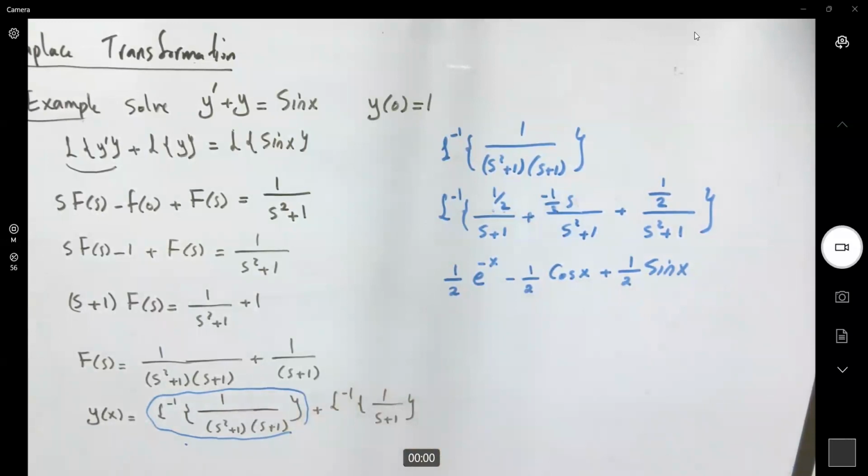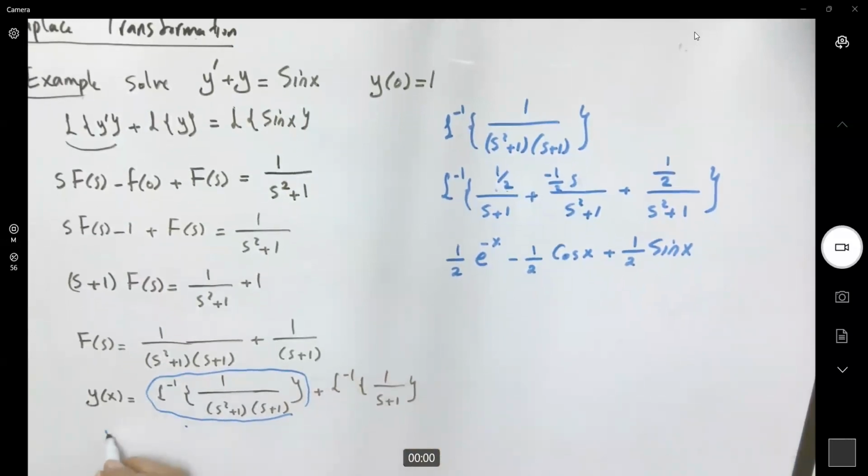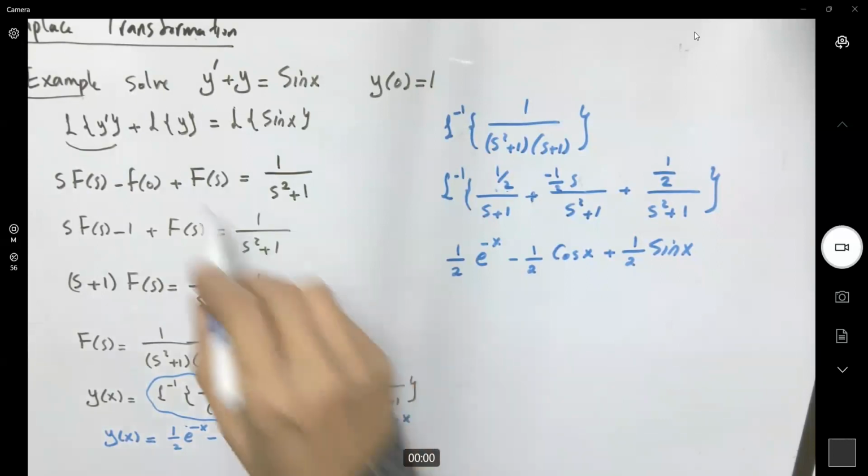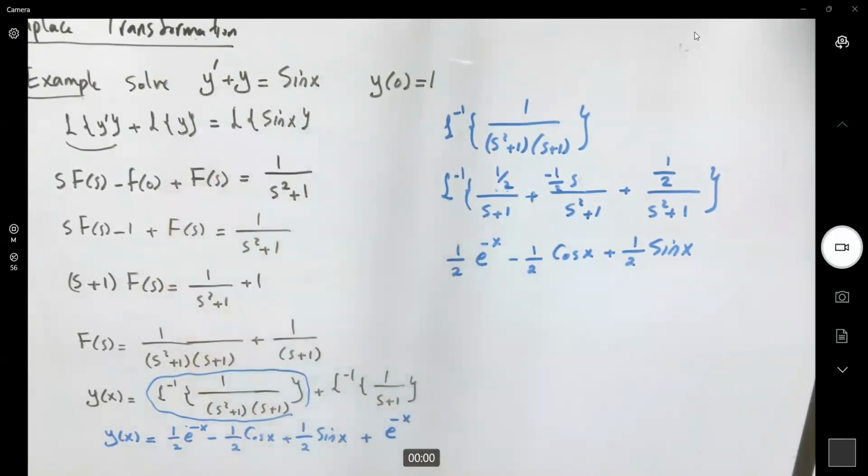So my y becomes, so far, a half e to the minus x, minus a half cosine x, plus a half sine x. And here you have plus the inverse Laplace of 1 over s plus 1, which is nothing but e to the power negative x. So we found a particular solution for this differential equation, which is written this way.